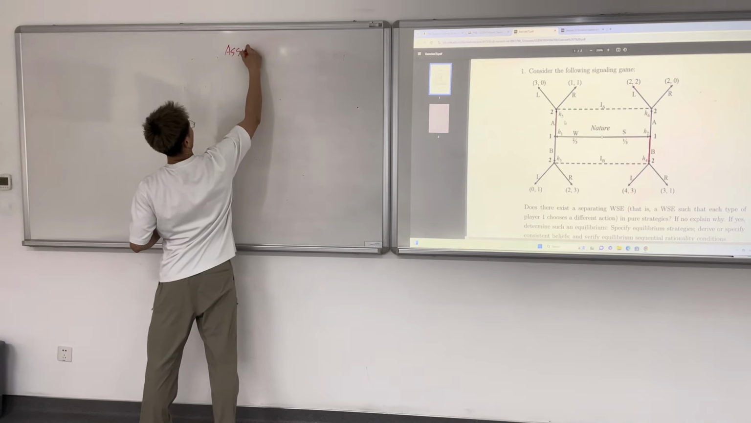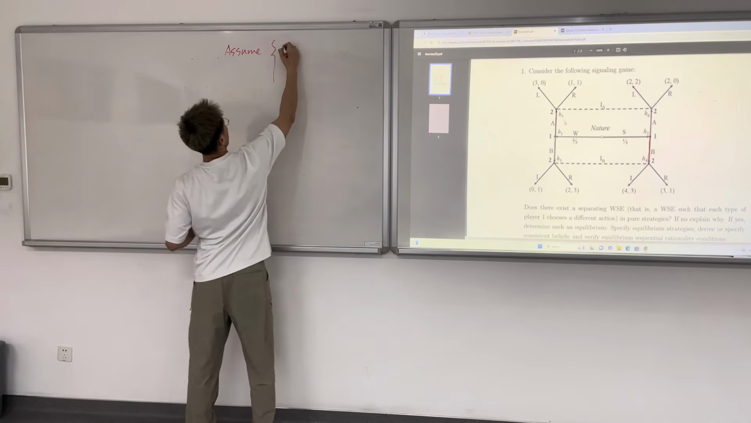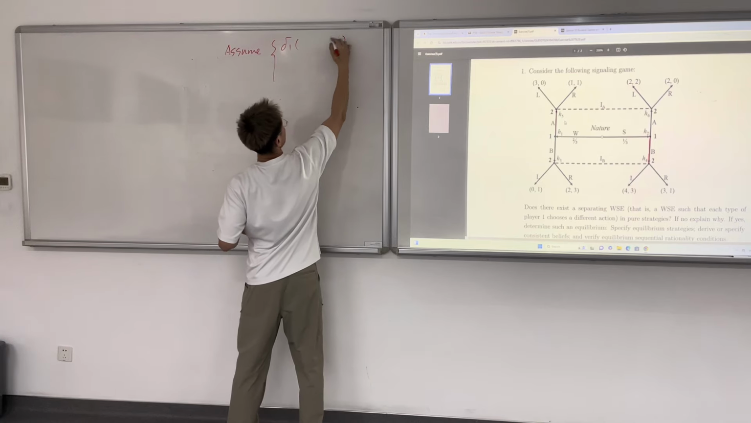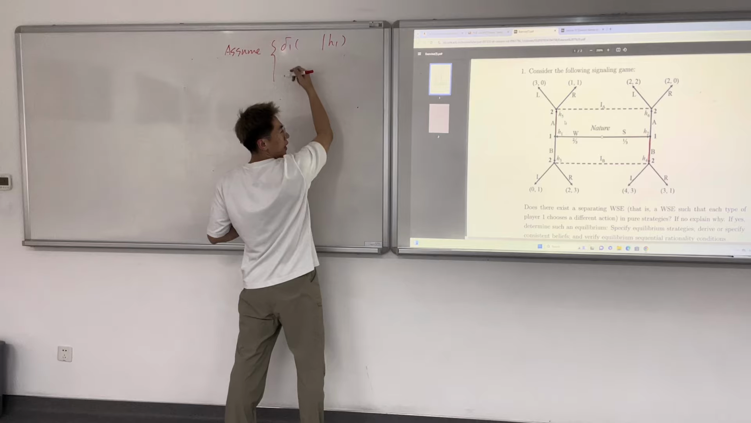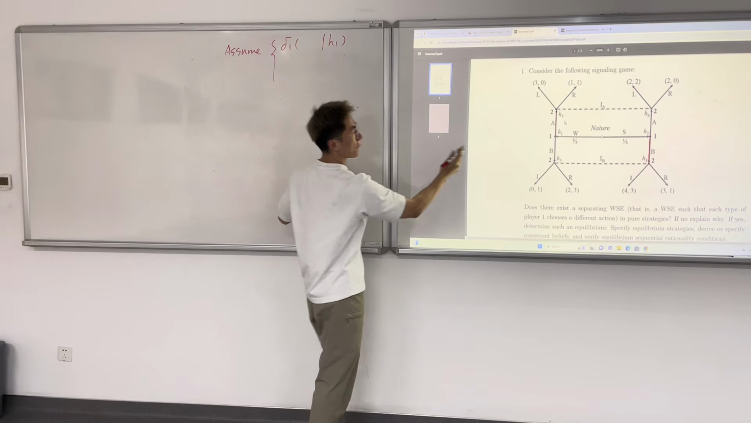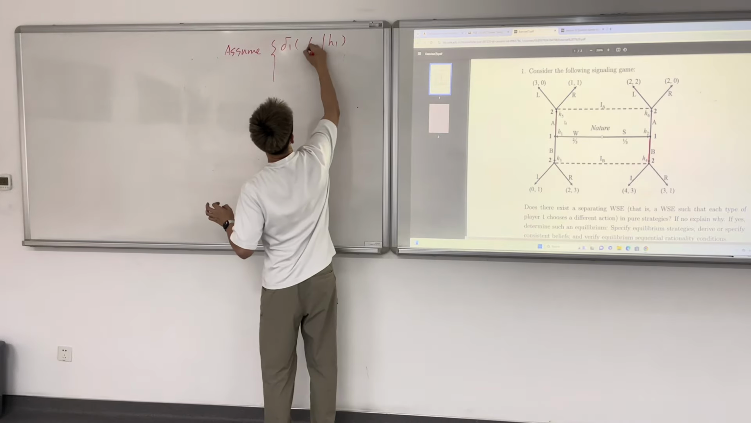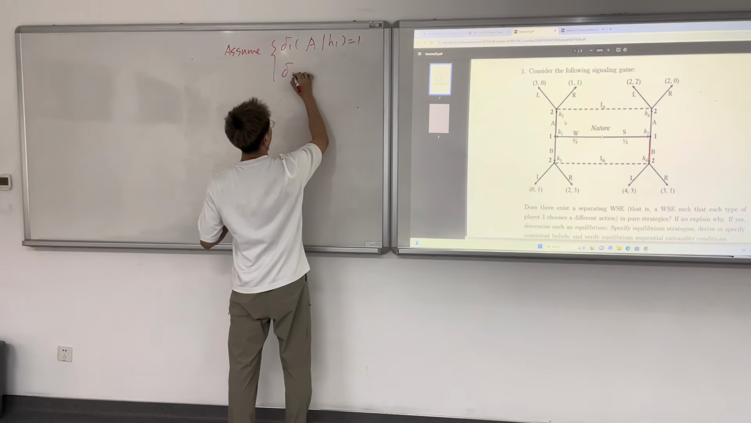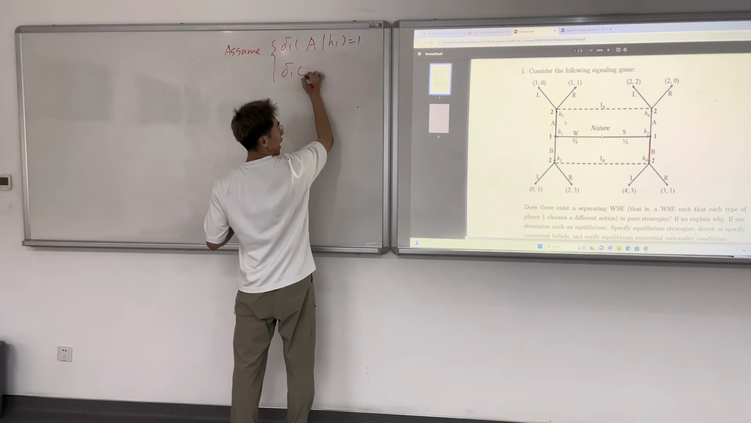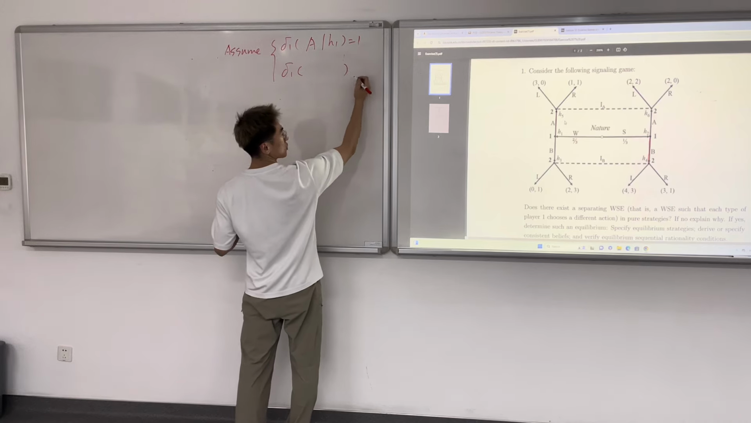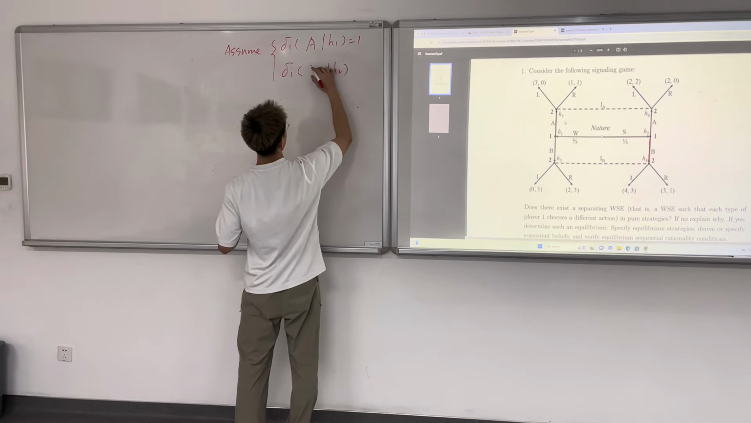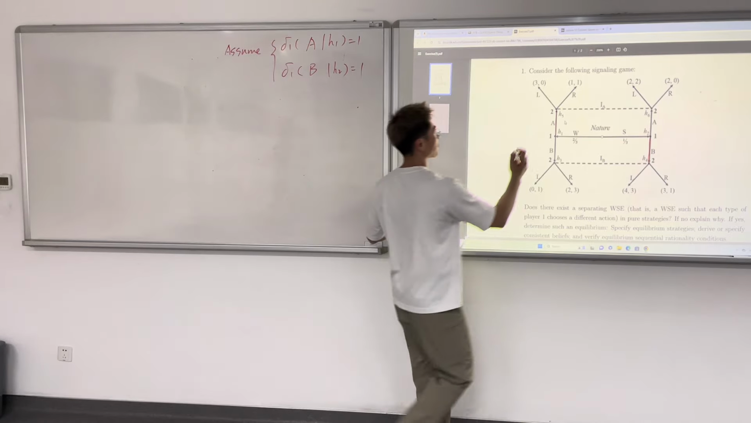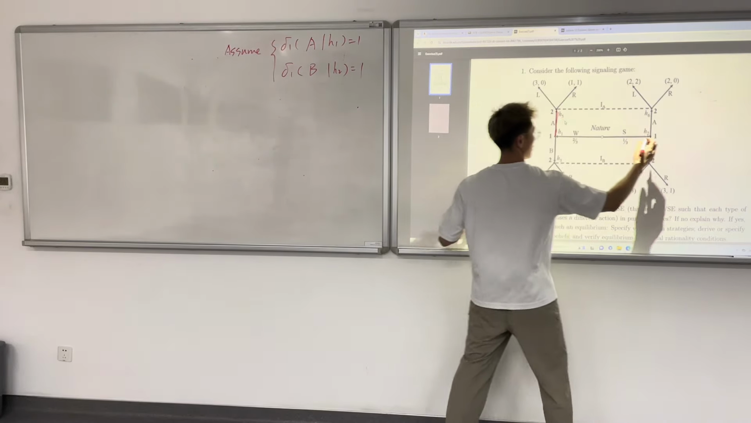Assume that for player 1 at decision node H1, the probability of playing A equals 1. And for player 1 at decision node H2, the probability of playing B equals 1. Okay, so this is our assumption.